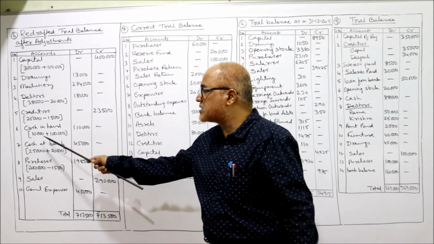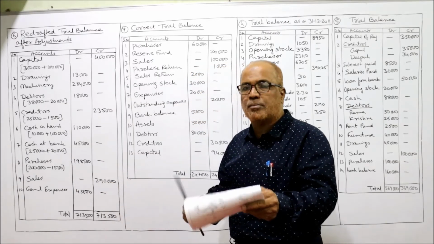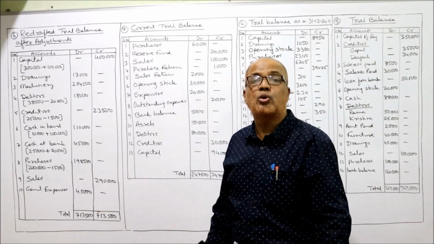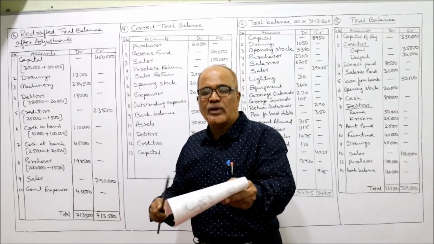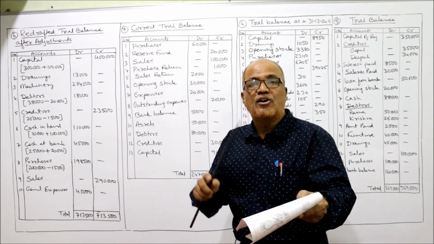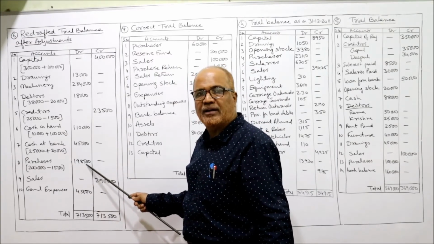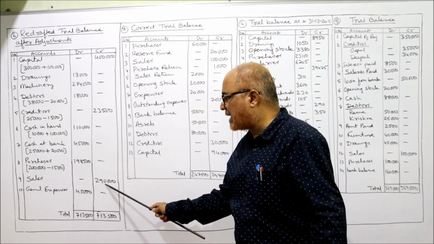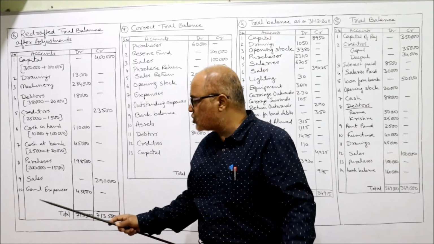So 1 lakh plus 10,000, 1 lakh 10,000. Cash at bank, it is given in the problem, cash at bank 25,000. But one cheque is received, given in the adjustment, 20,000. So total 45,000. Purchases 2 lakh rupees are given before adjustment. From that, purchase return 1,500 rupees deducted, 1,98,500. Sales no change, 2,90,000 same as it is. Then general expenses as it is, 45,000 no change.